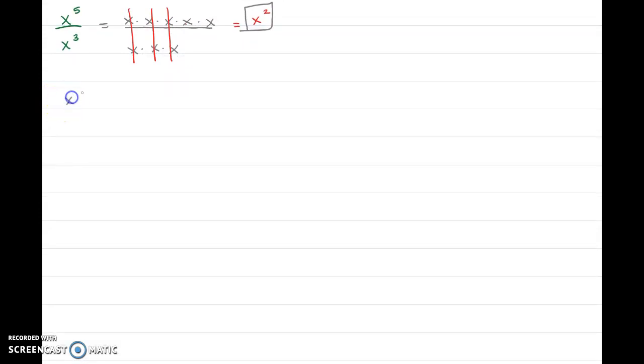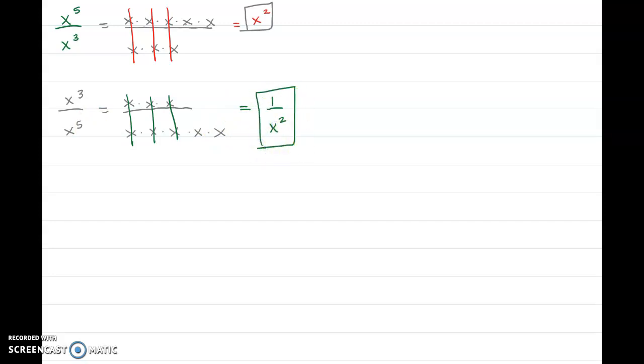What if it was flip-flopped? What if it was x to the third over x to the fifth, this time in the bottom? If you guessed that the answer was the same, you're close. It's almost the same. So we have 3 x's being multiplied on the top and 5 x's being multiplied on the bottom. 3 x's still cancel out of the total 5 on the bottom, and you're still left with 2, but this time they're left on the bottom, so you're left with a fraction, 1 over x squared.